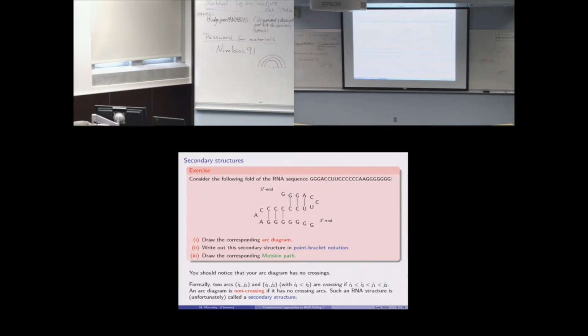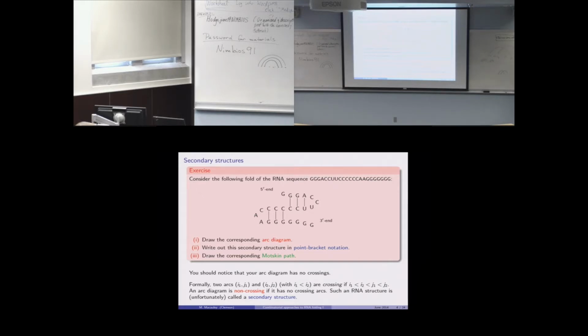Historically, for years, only structures that had non-crossing diagrams were studied. So secondary structure was synonymous with non-crossing diagram. Later, these things arose. People saw these once in a while, and they called them pseudoknots.